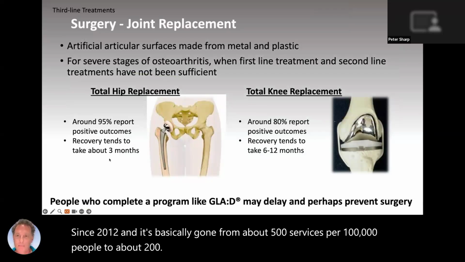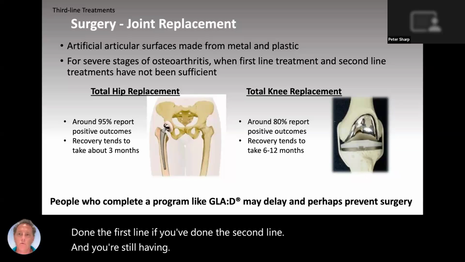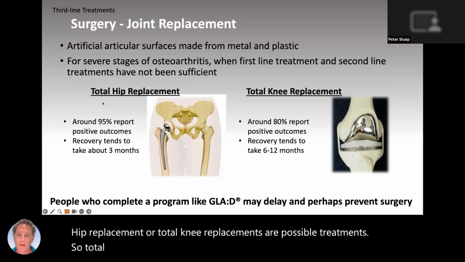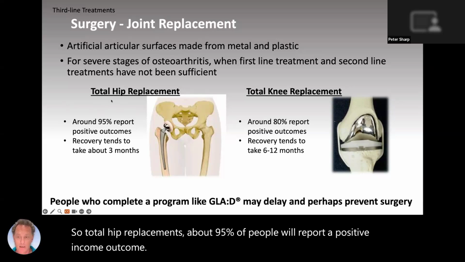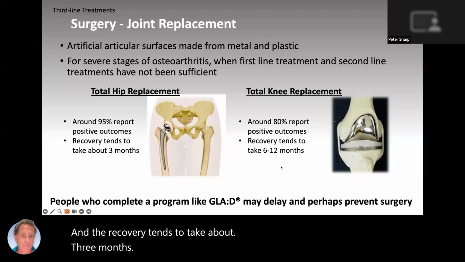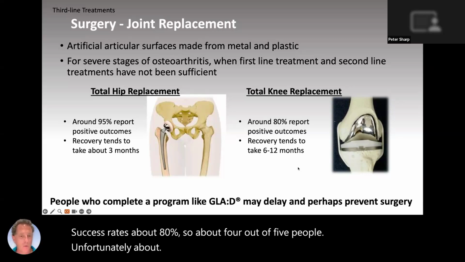So arthroscopy is out. But joint replacement, if you've done the first line, if you've done the second line, and you're still having problems with your knee, then total hip replacement or total knee replacements are possible treatments. So total hip replacements, about 95% of people report a positive outcome. So again, we're looking at quite high numbers. Very successful surgery, and the recovery tends to take about 3 months after a hip replacement. Knee replacement, the success rate's about 80%, so about 4 out of 5 people are happy. Unfortunately, about 1 out of 5 are either no better or worse. So I feel like those numbers are fairly high.